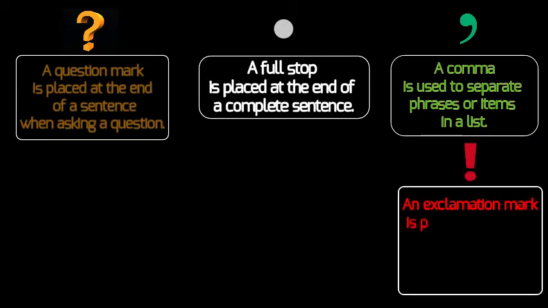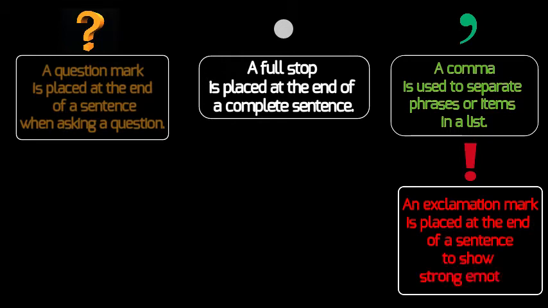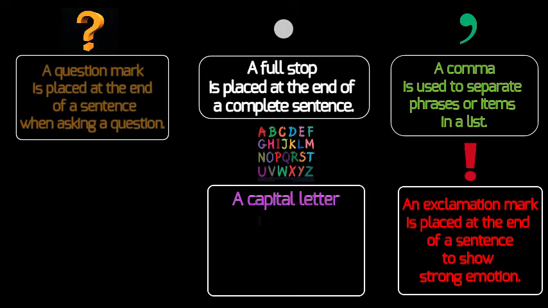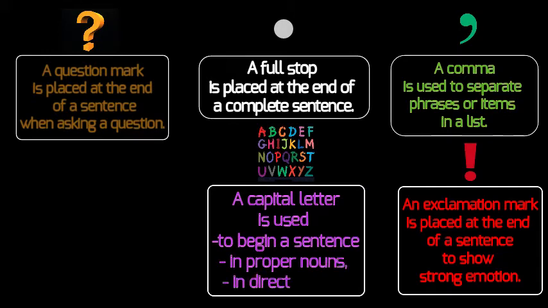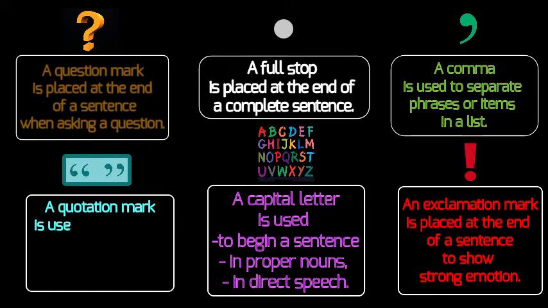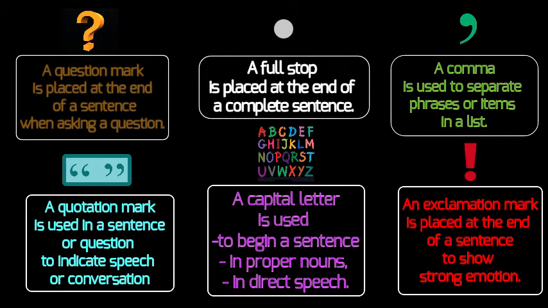An exclamation mark is placed at the end of a sentence to show strong emotion. A capital letter is used to begin a sentence, in proper nouns, and in direct speech. A quotation mark is used in a sentence or question to indicate speech or conversation.